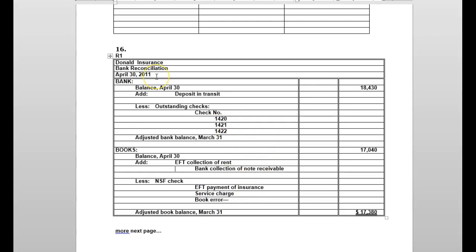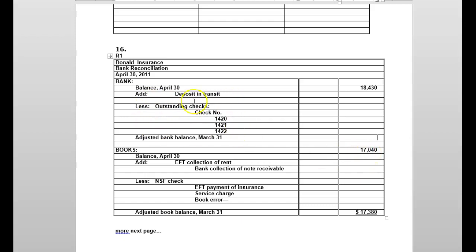Now, let me help you. First of all, you want to look at the bank statement, but you also want to look at what's been done on the books and find out what's been done on the books that hasn't been done on the bank statement, and you want to apply it. Obviously, it's going to be deposits. It's going to be checks outstanding. And that should bring you to a total of $17,380. Now that you have that one, it doesn't match here though, right?